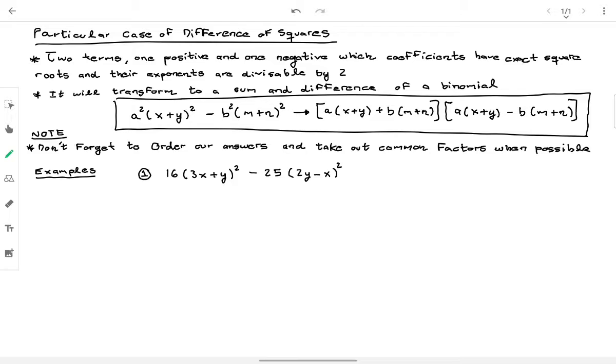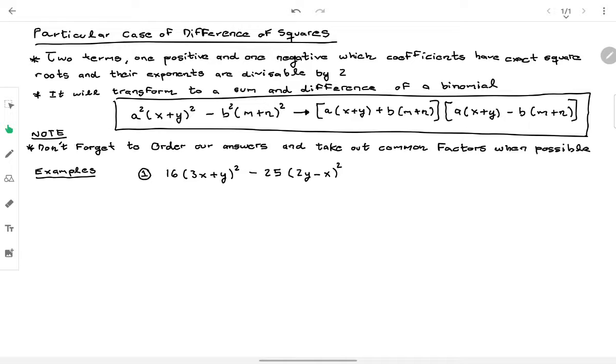In this case, we will transform this factoring into a sum and difference of a binomial, but the case is going to be a little bit different because we will have a term composed of something in parentheses. So it's going to be something like the one in the box. We have one term that has a specific square root but it's positive, another term that has a specific square root but it's negative. Then the product of the sum and difference of the binomial: the positive one is going to be positive in the two parentheses.